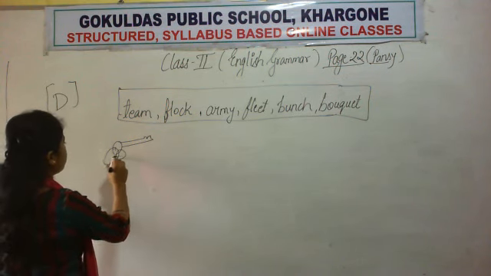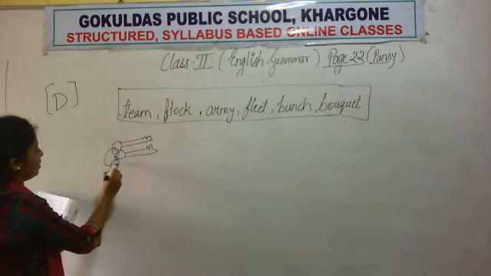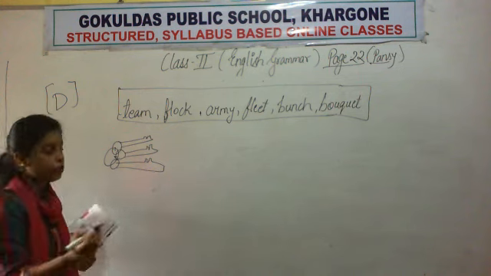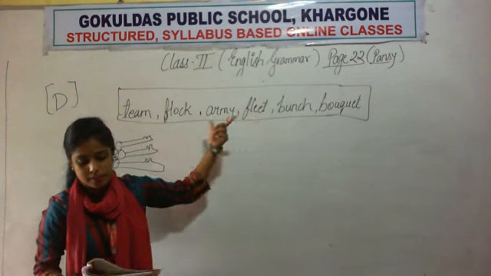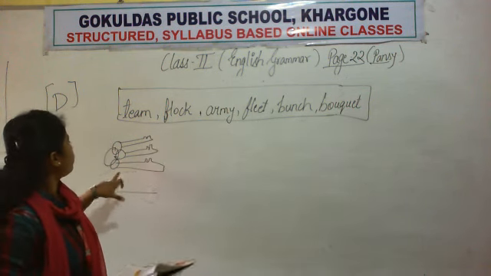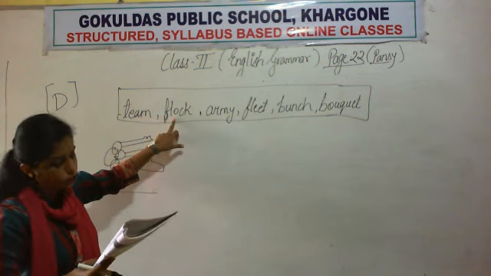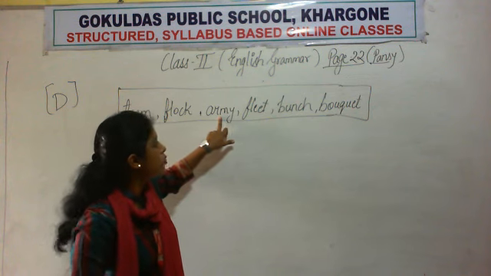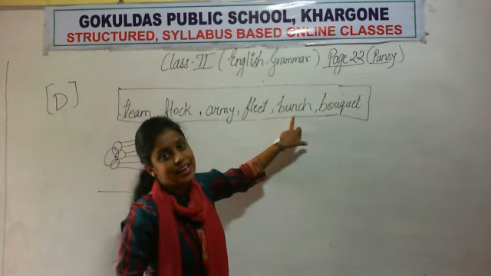First is a group of keys. Okay, so what do we call a group of keys? Choose this from the given options. Team? No, team is the group of players. Flock? No, flock is the group of birds. Army is the group of soldiers and group of ants also. Fleet is a group of ships. Bunch. Yes, we call the group of keys a bunch. So write it here.